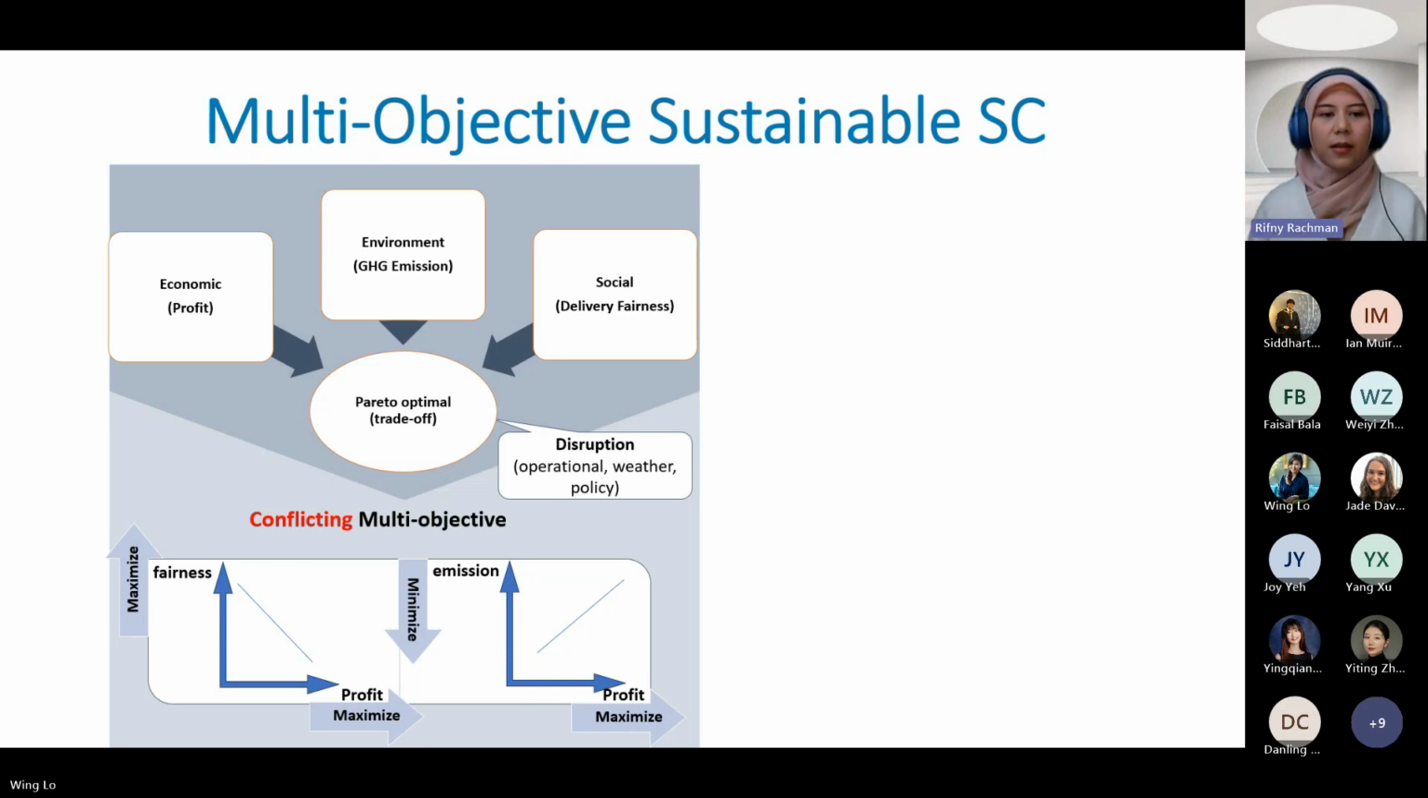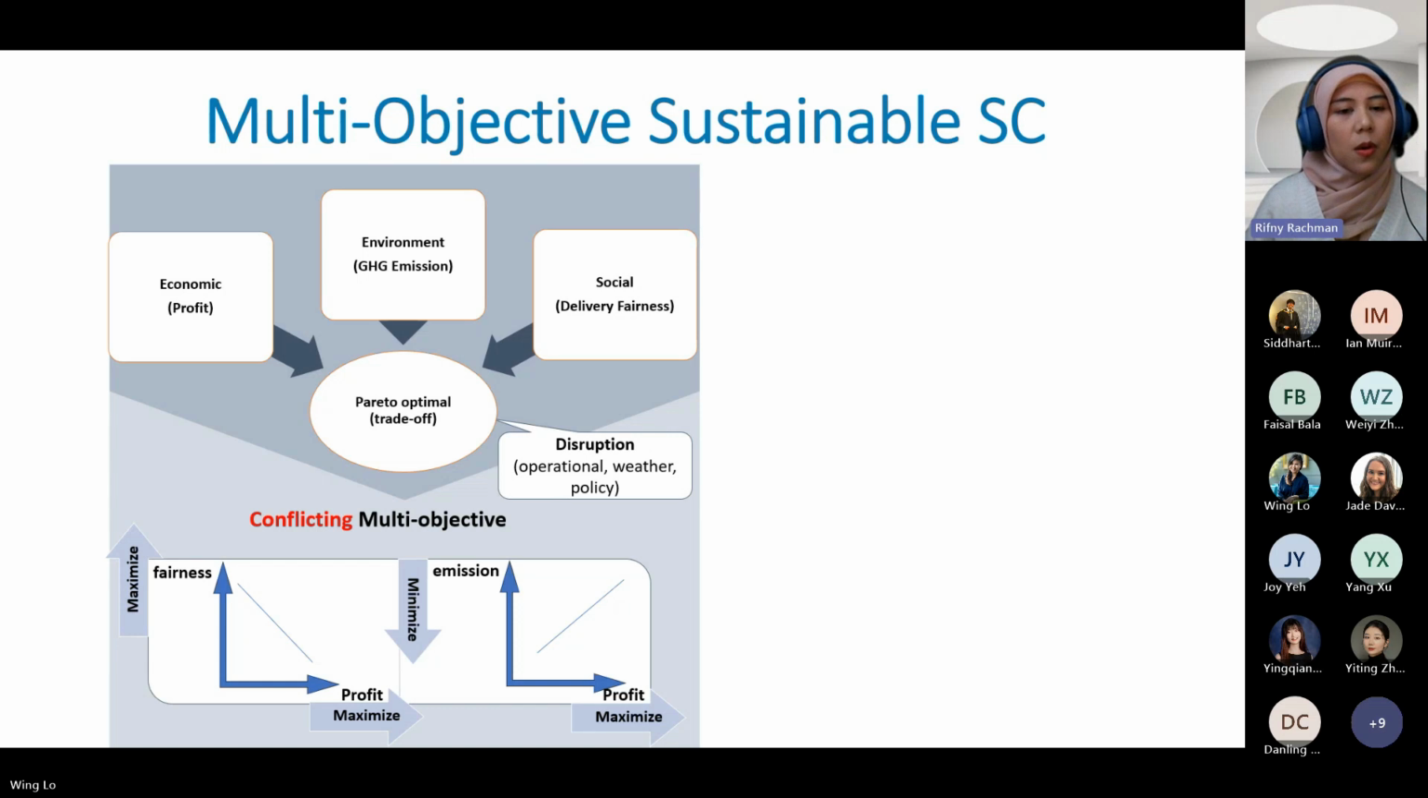So the challenge in here is to balance between the multi-objective. For example, we want to balance between the fairness and the profit. Just imagine if we want to increase the profit, probably we will prioritize the customer that will give us more profit with the lowest transportation costs. But we want our delivery to be fair, so all of our customer will be satisfied. Even though it will probably a little bit decrease the profit.